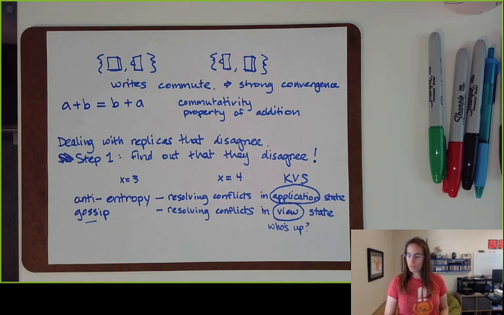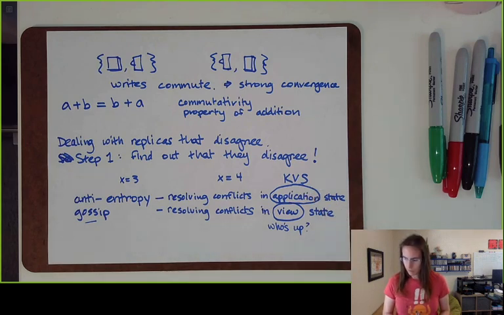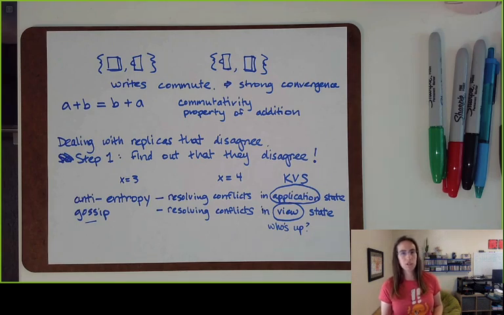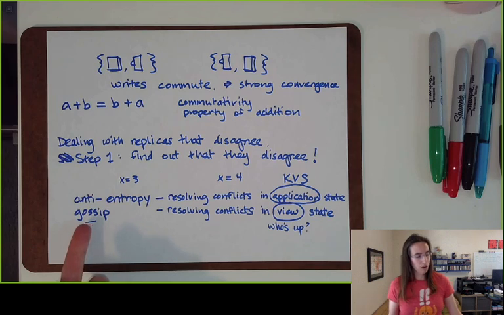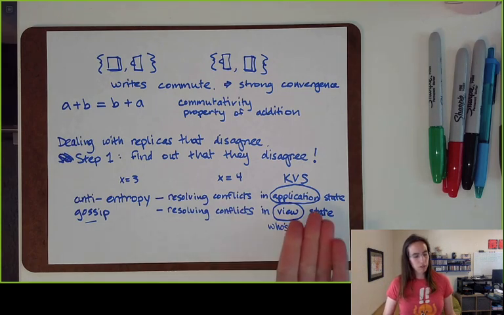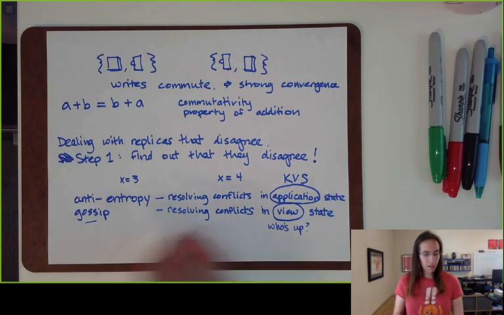So Dynamo has these two different but similar mechanisms in place for resolving conflicts in application state, the actual key value pairs that are being stored, and resolving conflicts in group membership state, meaning the nodes' views of which other replicas are up and running. And yes, there's a question in chat about how this relates to assignment 3. The part of the assignment that involves views, you could implement something like Dynamo's gossip. For the part of the assignment that involves the actual key value state, we're not asking you to necessarily implement something like anti-entropy, because why do we need anti-entropy?